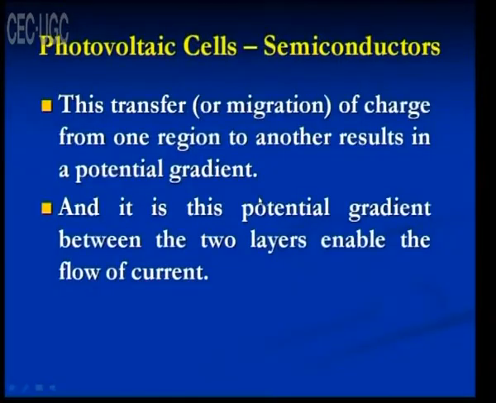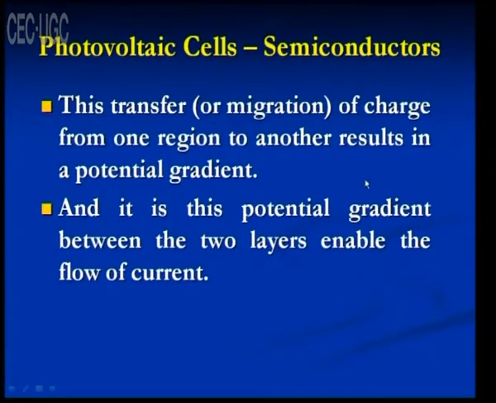This transfer or migration of charge from one region to another results in a difference in the potential value. It results in what is called the potential gradient, and it is this potential gradient happening between the two layers that is responsible for, or enables, the flow of current to take place.